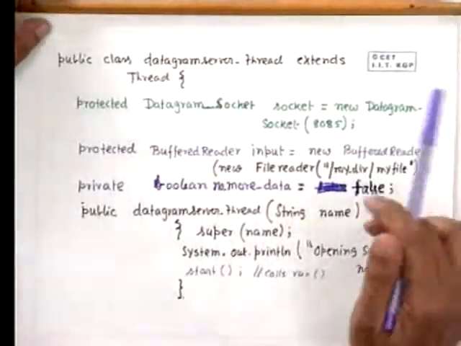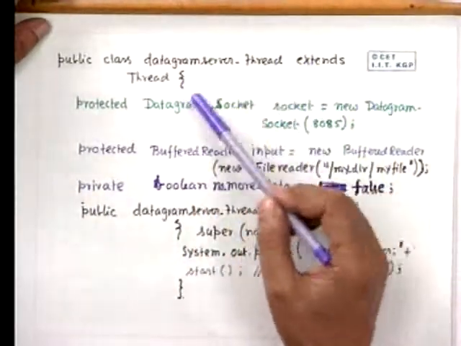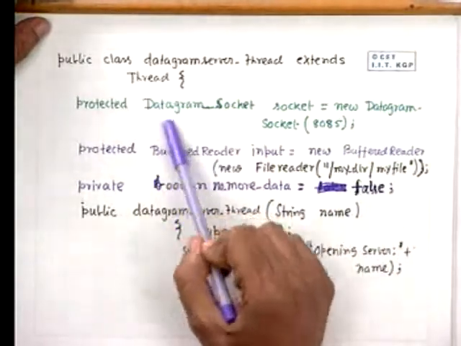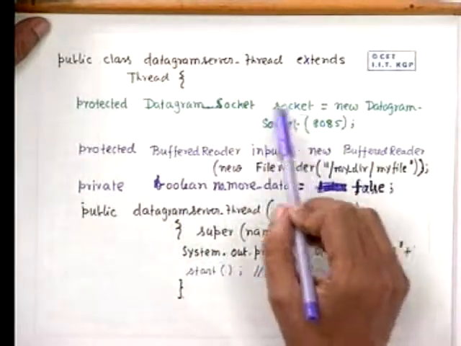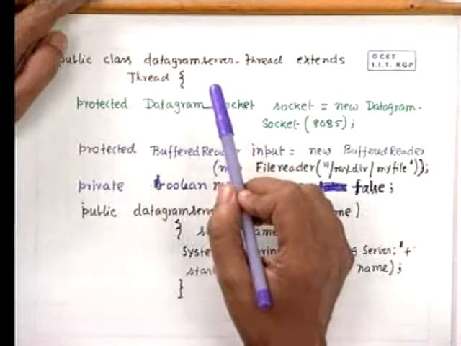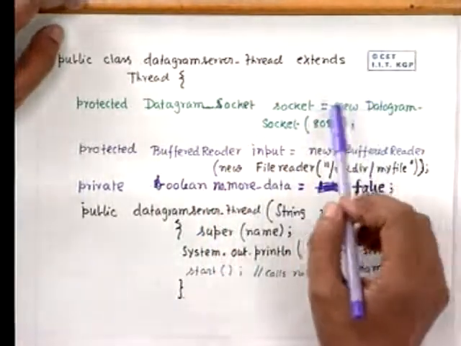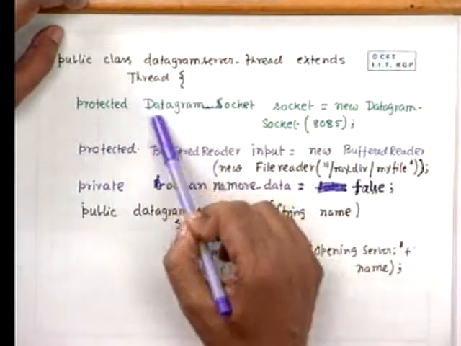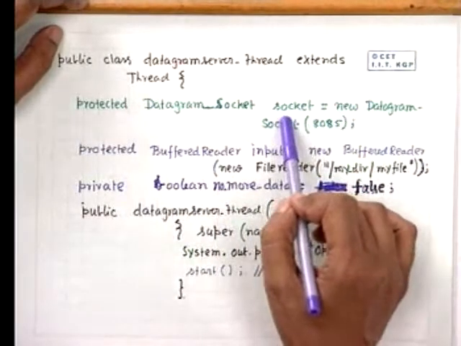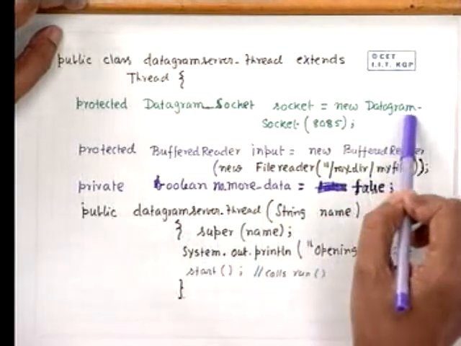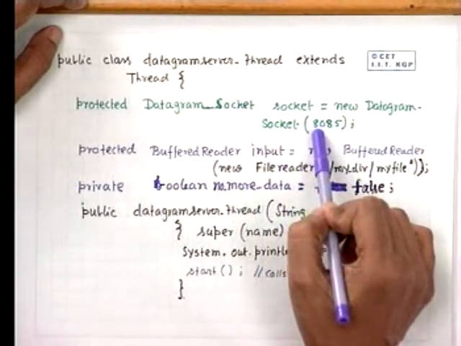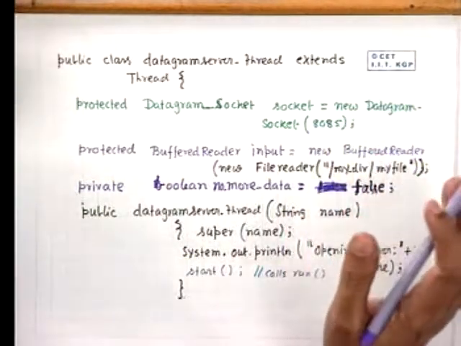Now let us look at the Datagram server thread, which extends thread as before, and here we are creating a socket called Datagram socket. It is a class, a type which is defined in Java, and this Datagram socket class has several methods associated with it. Here we create a simple socket with a port number 8085. So it creates a socket here.